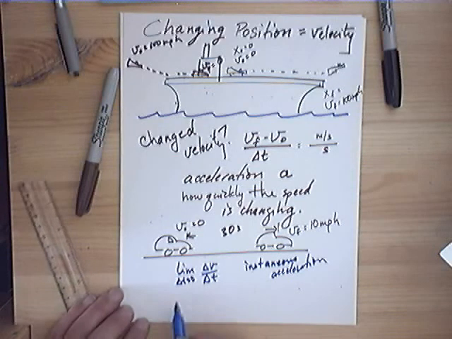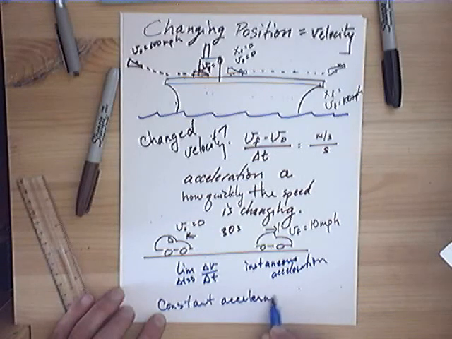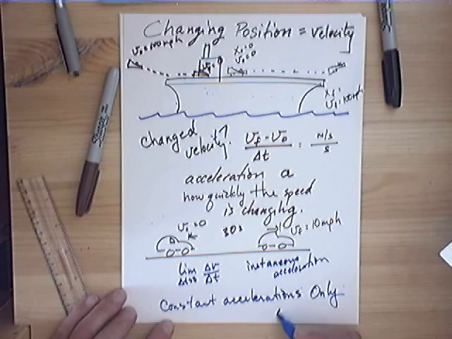For AP Physics B, we have constant accelerations only. So what does that mean? Delta A is 0.